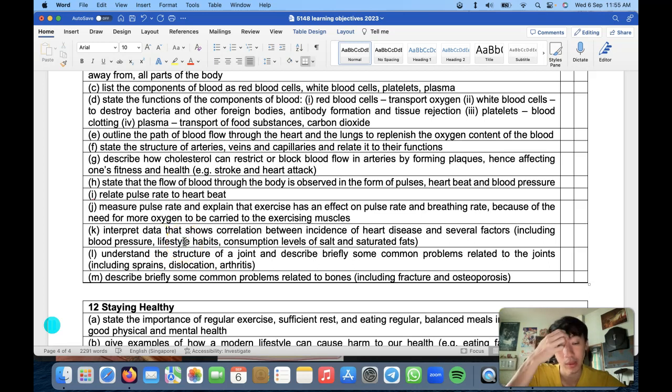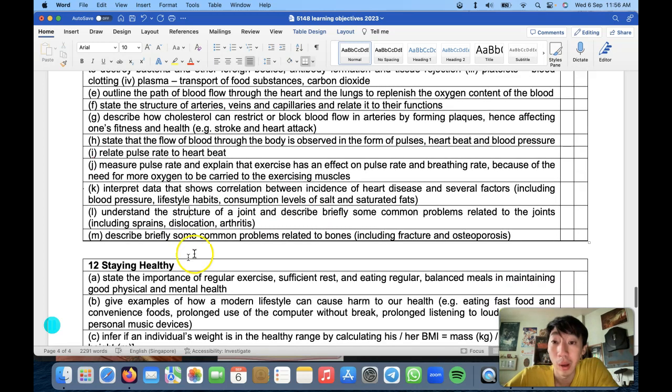Bad lifestyle habits, things like eating too much junk food, right? Eating convenience food, eating too much salt, right? All these unhealthy things will lead to heart diseases. So eating too much salt and saturated fats will lead to heart disease.